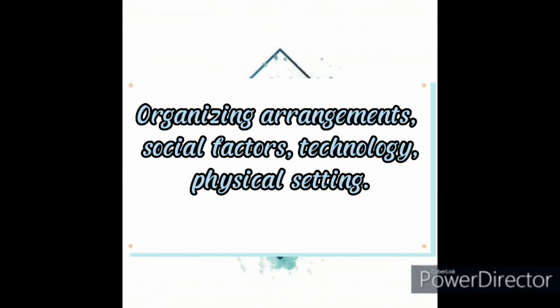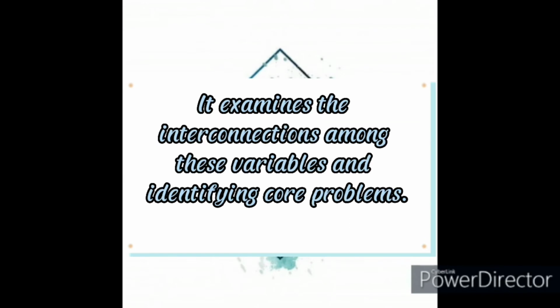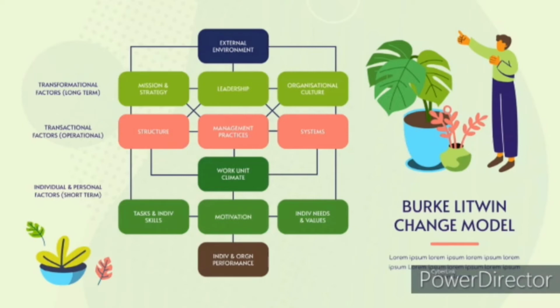Organizing arrangements, social factors, technology, physical settings. It examines the interconnections among these variables and identifies core problems. Burke-Litwin model. This model considers the external environment, mission and strategy, leadership and organizational culture as the primary levers for major organizational change or transformational change.